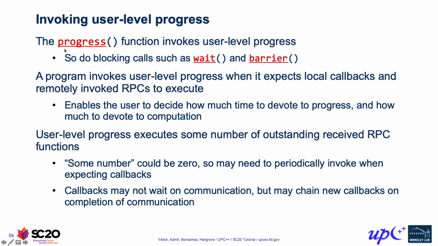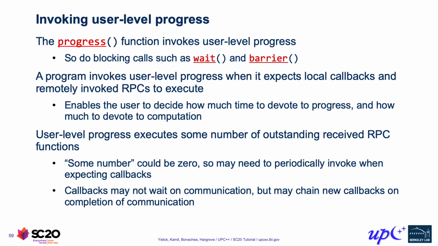So as I mentioned, we do provide a progress function for explicitly invoking either internal or user level progress. But many applications don't actually need to invoke progress directly because anything that blocks will invoke progress. That includes waiting on a future. It includes a blocking collective operation like a barrier. If, on the other hand, a program has some long-running computation and expects local callbacks or remotely invoked RPCs to get executed during that time, then the application needs to explicitly call progress to make sure that happens.